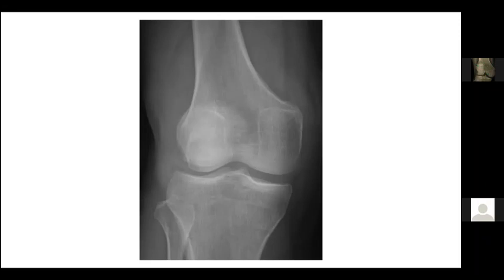Sir, there was an option from the chat. Dr. Abhina has said, could it be a discoid meniscus? Discoid meniscus. Okay. Who was this? Dr. Ijaz. Yes, sir. Why do you think this is a discoid meniscus? The lateral meniscus appears a bit flattened. No, I said lateral tibial plateau appears flattened here.